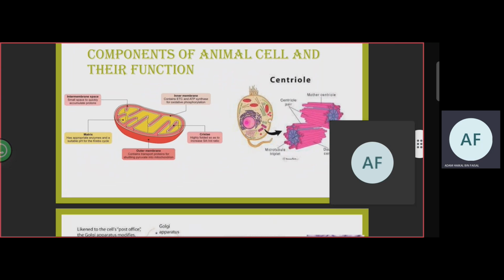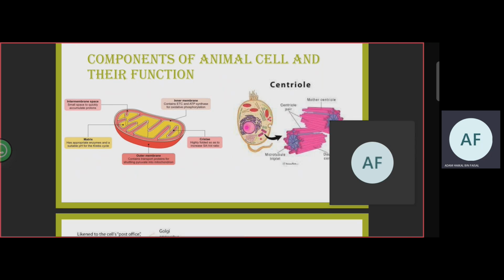First, we have the mitochondrion. The mitochondrion is a rod-shaped or spherical organelle. It consists of two layers of membrane, which are the smooth outer membrane and the folded inner membrane. It also contains enzymes that play a role in cellular respiration. The function of the mitochondrion is to generate energy through the glucose oxidation process during cellular respiration, and the energy is released in the form of ATP molecules to be used by the cells.